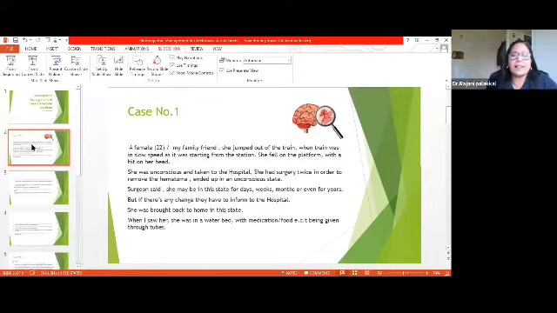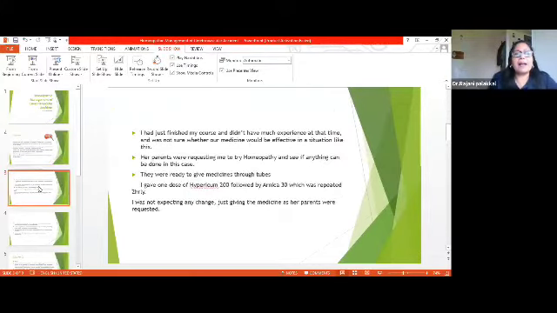When I saw her, she was on a water bed, with medication and food all given through the tubes. I had just finished my course and didn't have much experience at that time, and was not sure whether our medicine would be effective in a situation like this. I don't have any forefather or anyone in my family to tell me this will work or this is the action to take.